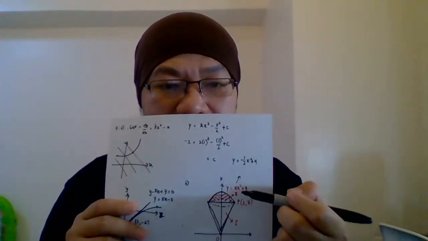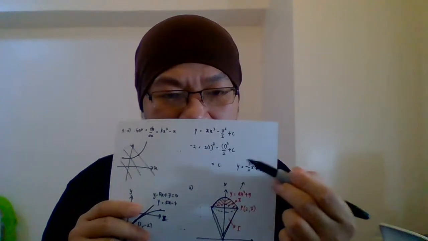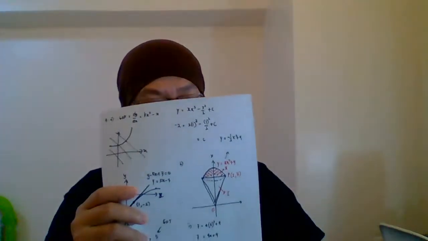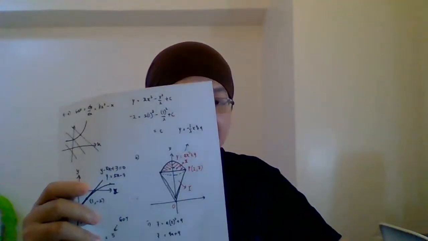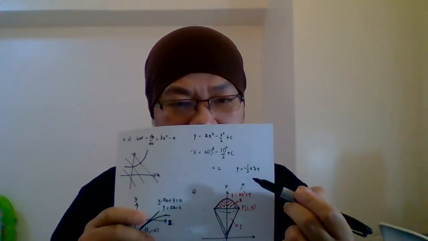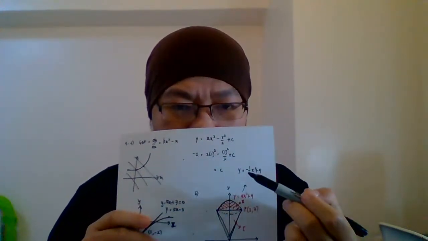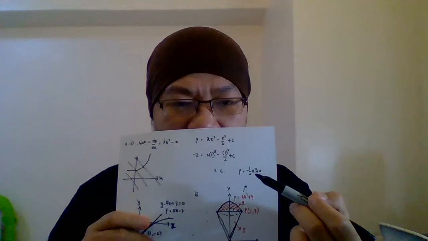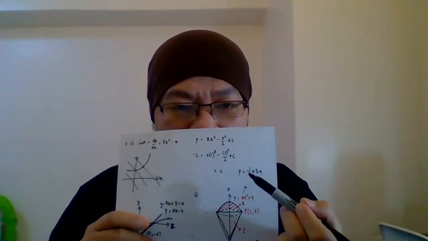So y equals negative half x squared plus 9. So this is your equation of y here. Now we must let x squared become the subject. Alhamdulillah. So how do we make x squared the subject? Be careful when you move the number, okay?